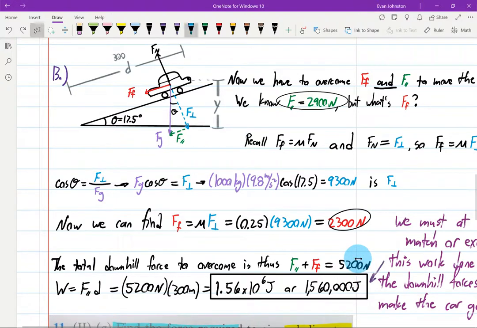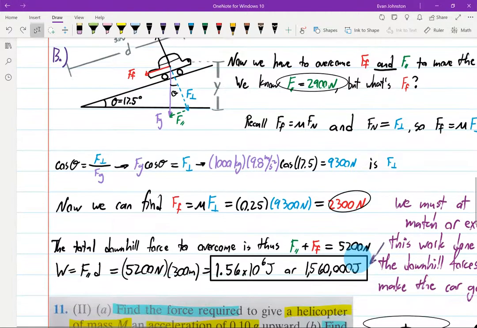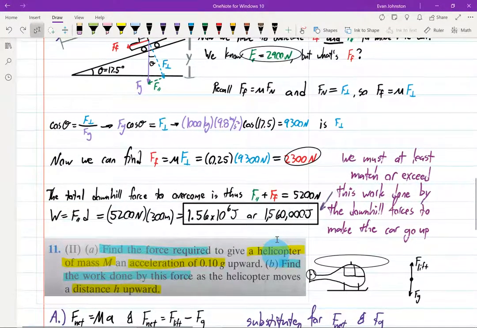So the total downhill force then is the sum of friction and the parallel, because they're both going downhill. That's the total force that I have to overcome now in this new situation to move the car up the slope 300 meters. So I now know this new force. I just need to multiply by the 300 meters, and we get this whopping number of joules here. And so we must at least match or exceed this work done.